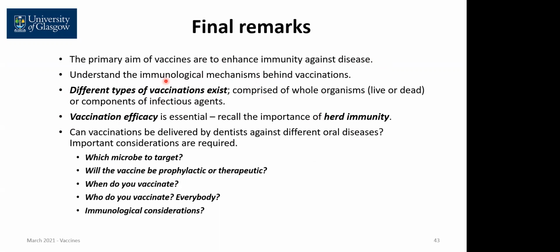There are different types of vaccinations, which can be comprised of whole organisms or components of those infectious agents. I've introduced to you the idea of vaccination efficacy, and this is essential in trying to calculate how effective a certain vaccine is within a given population. And you should be able to recall the importance of herd immunity.